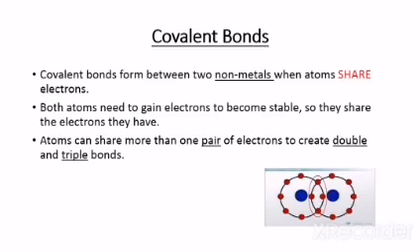Both atoms need to gain electrons to become stable. Both atoms are required to fulfill the octet rule. The stability is related to the octet rule. So, 8 electrons in the outermost shell; therefore they share the electrons in order to fulfill the octet rule.